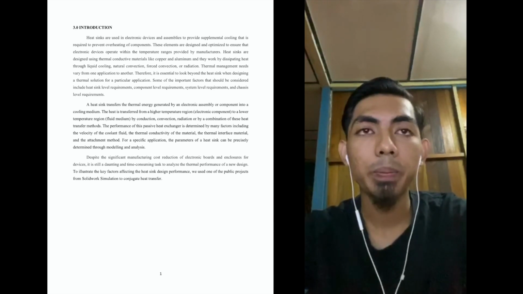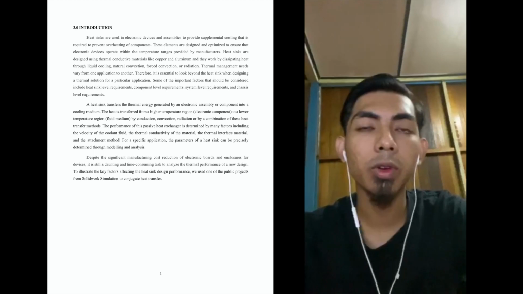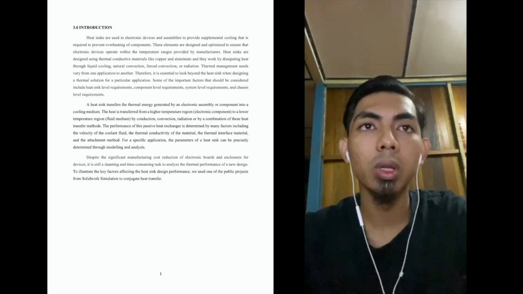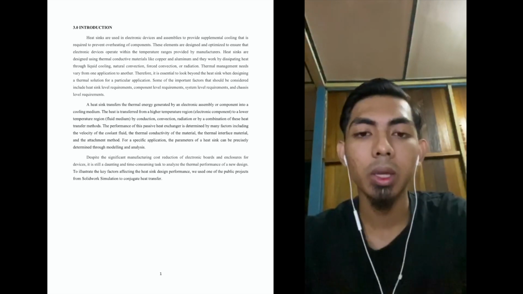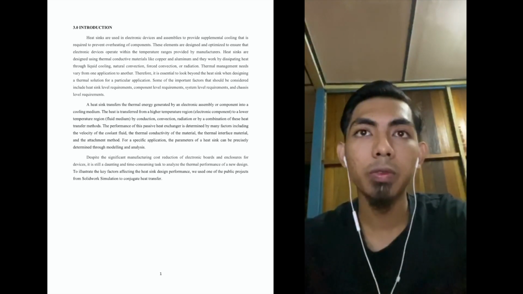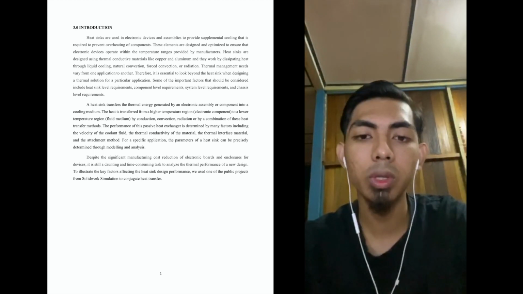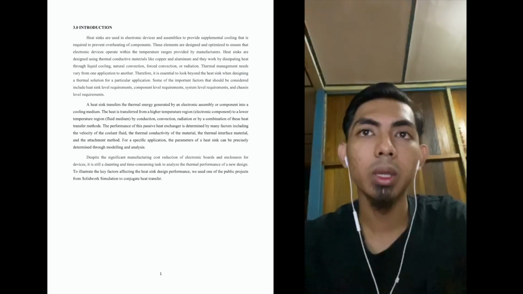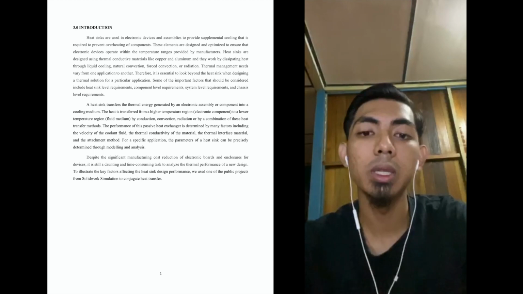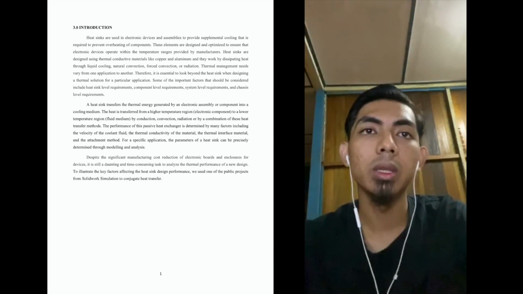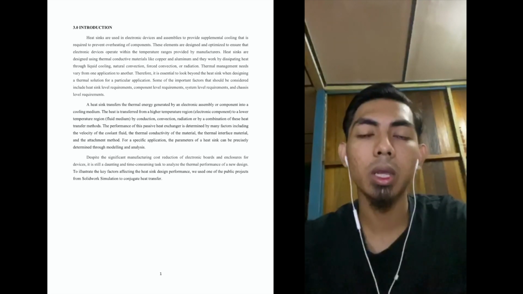Okay, next, the heat sink transfers the thermal energy generated by an electronic assembly or component into a cooling medium. The heat is transferred from a higher temperature region to a lower temperature region by conduction, convection, radiation, or by a combination of these heat transfer methods. The performance of this heat exchanger is determined by many factors, including the velocity of the coolant fluid, the thermal conductivity of the material, the thermal interface material, and the attachment method. For a specific application, the parameters of a heat sink can be precisely determined through modeling and analysis.